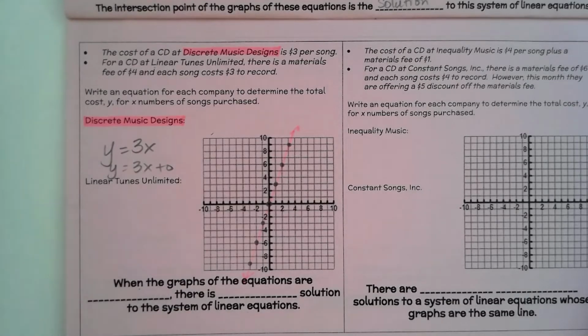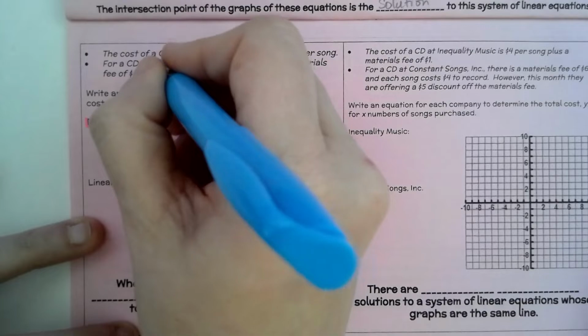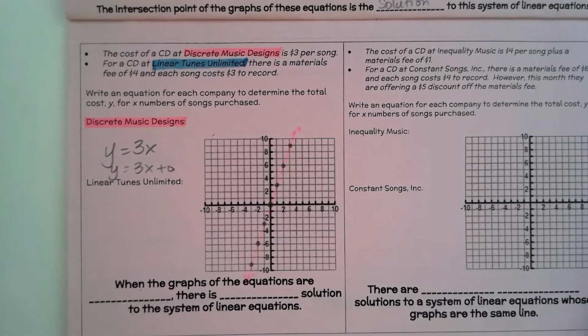Next thing I want you to do, the next one, it says Linear Tunes Unlimited. So for a CD at Linear Tunes Unlimited, there's a materials fee of $4 and each song costs $3 to record. I want you to write an equation for that one.